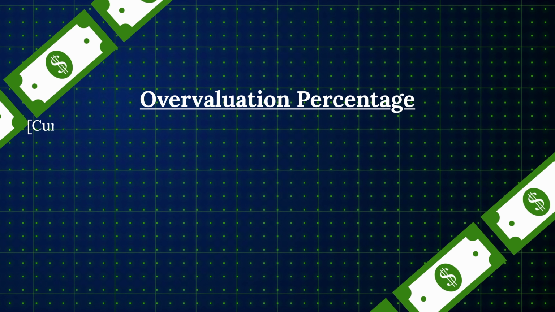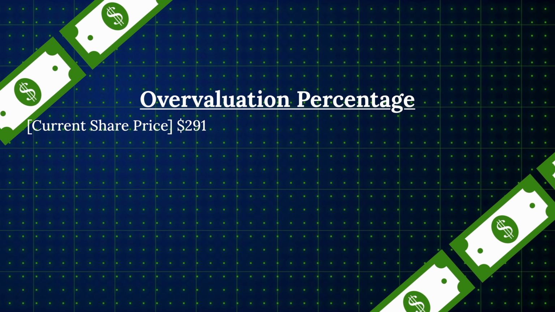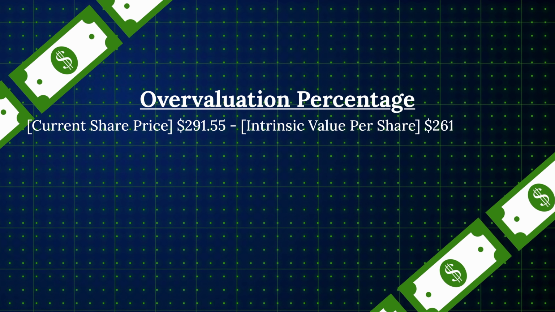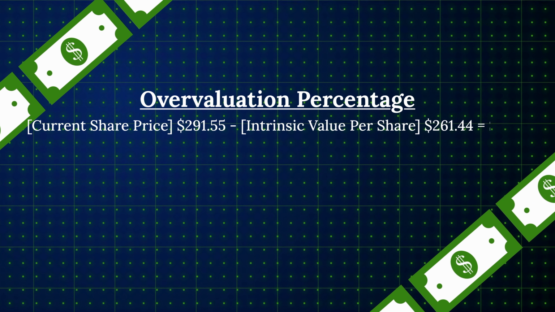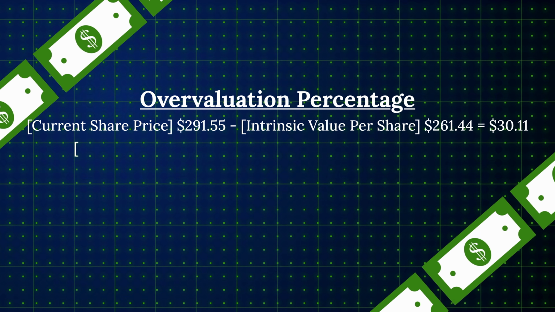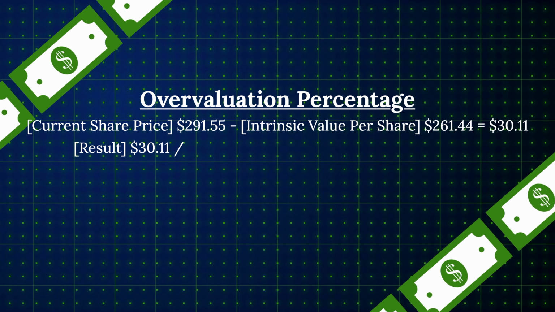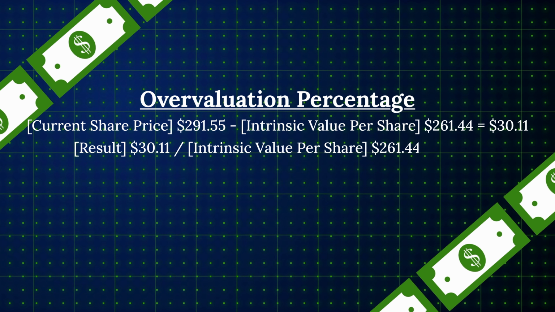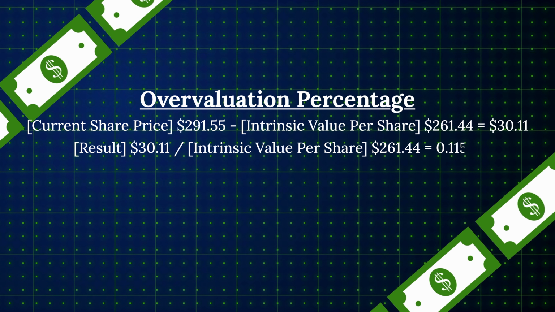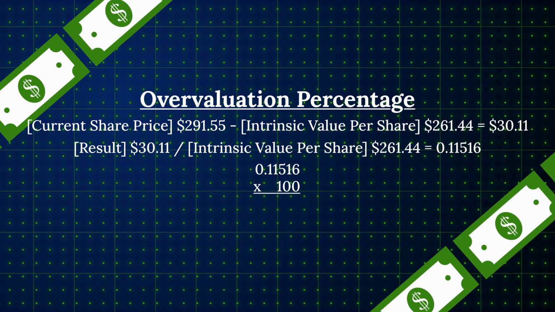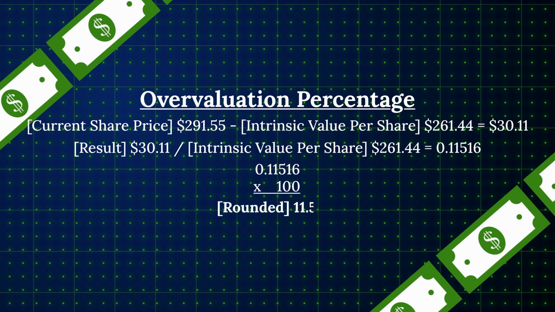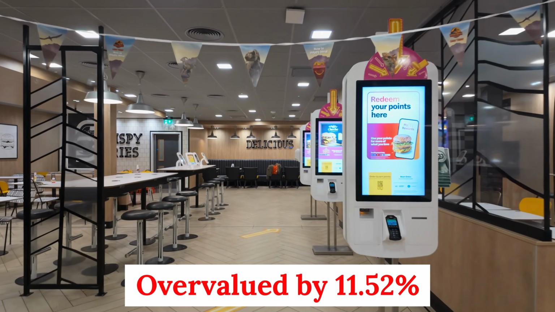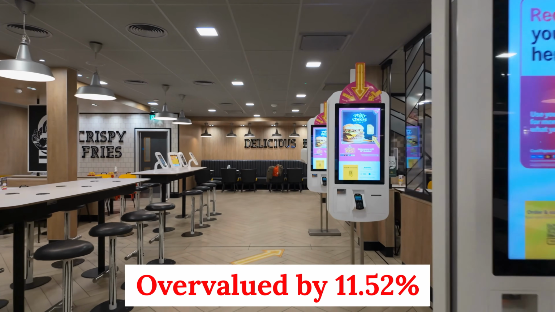And to see how much the shares are overvalued by, it's an easy formula. You just subtract the current share price of $291.55 by the intrinsic value per share of $261.44 to get $30.11. Now, if you take this result and divide it by the company's intrinsic value per share of $261.44, you get 0.11516. And multiplying that by 100 gives us a rounded 11.52%. In other words, McDonald's shares are overvalued by roughly 11.52% above their intrinsic value.